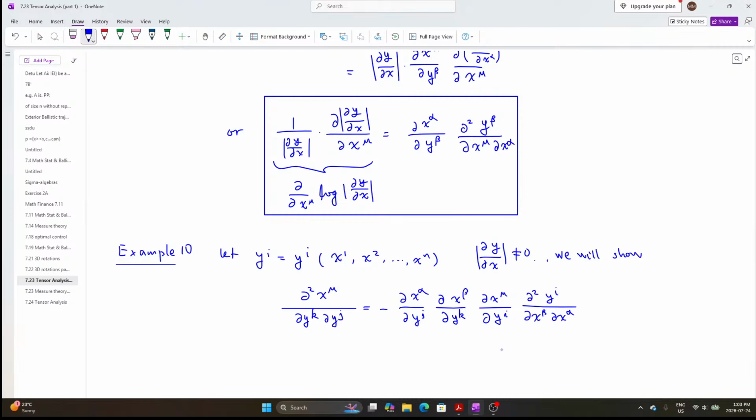Before we prove it, let's first observe the structure and see if there's anything interesting we can say.